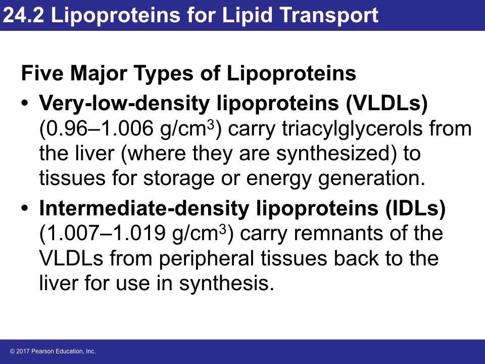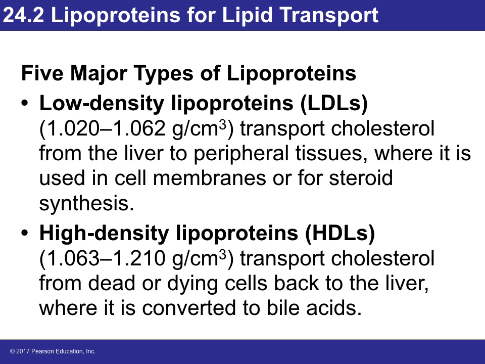Intermediate density lipoproteins, IDLs, which you rarely hear about, carry remnants of those VLDLs from peripheral tissue back to the liver for use in synthesis. And then the ones that you will probably remember from cholesterol, and a ratio that will be taken apart. The amount of cholesterol is one thing, but also the ratio of cholesterol to LDL or HDL. So which one is the good cholesterol, and which one is the bad one?